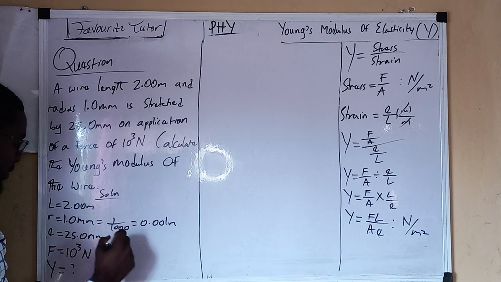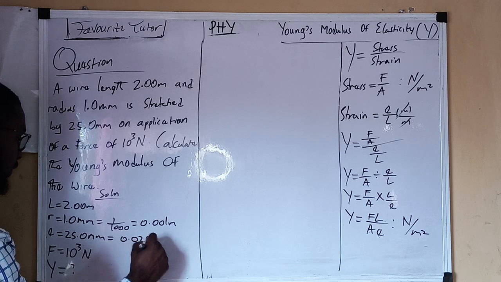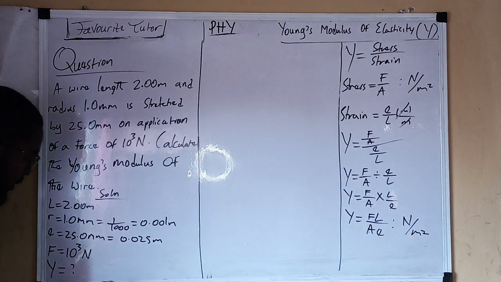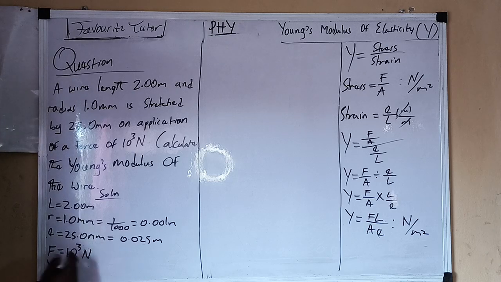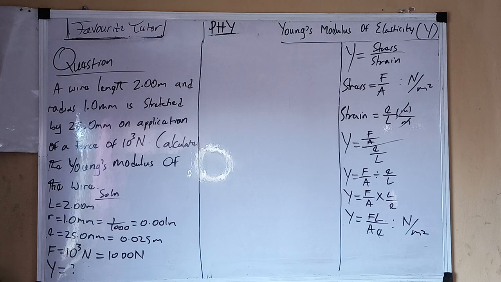Okay, extension is in millimeter. We convert to meter. We divide by 1000. This will be 0.025 meter. Then the force, therefore, 10 raised to the power of 3 Newton, is the same as 1000 Newton. And of course, we are looking for Young modulus.